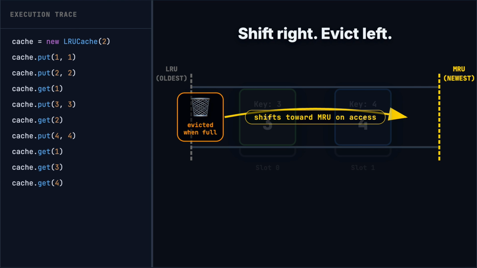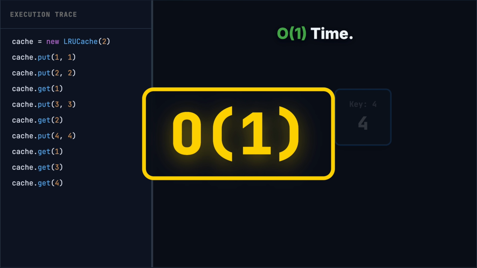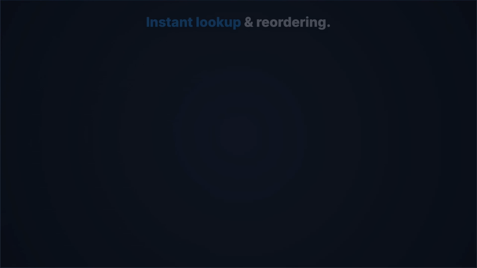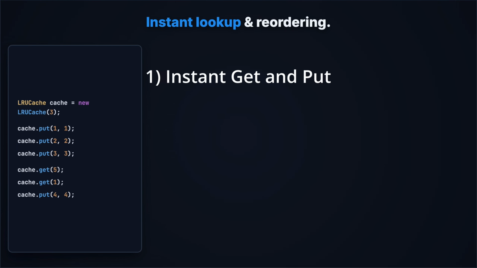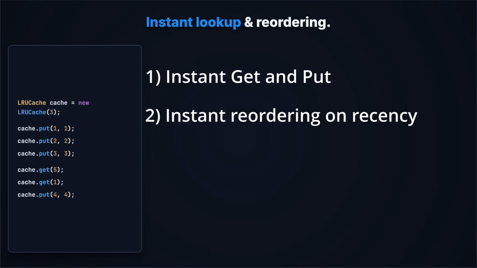So every time you touch a key, whether through get or put, it jumps to the front of the line. And every insertion past capacity evicts whatever's fallen furthest behind. Now let's jump into the solution space and build the system that slides things around in O(1) time. To pull this off, we need two things at once: instant lookup by key and instant reordering based on recency.